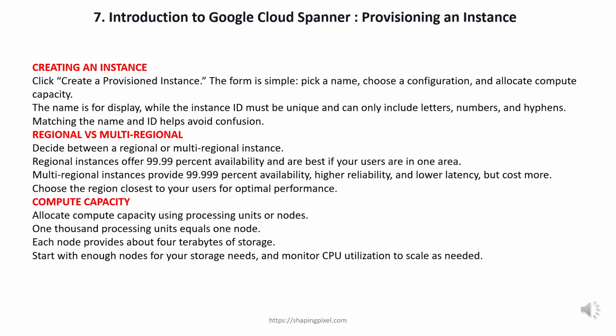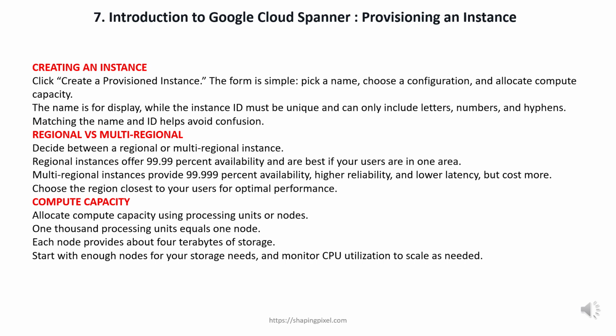Decide between a regional or multi-regional instance. Regional instances offer 99.99% availability and are best if your users are in one area. Multi-regional instances provide 99.999% availability, higher reliability, and lower latency, but cost more. Choose the region closest to your users for optimal performance.